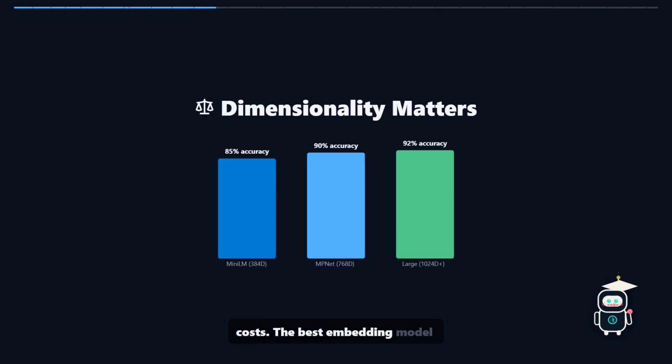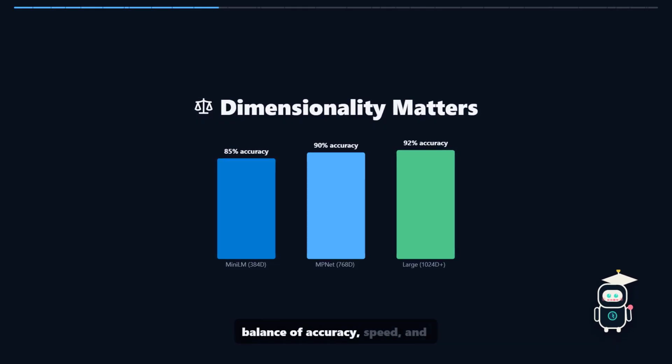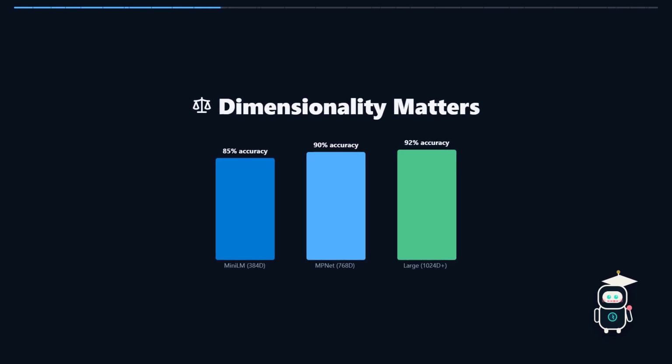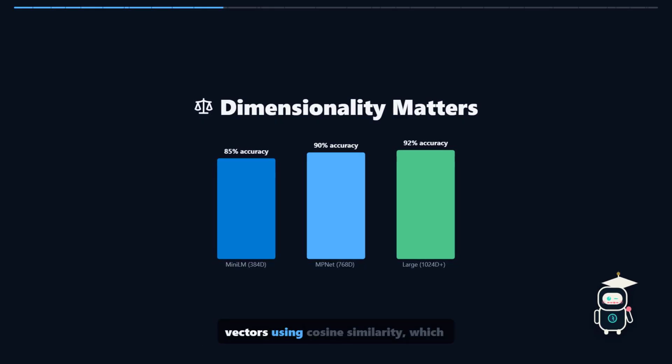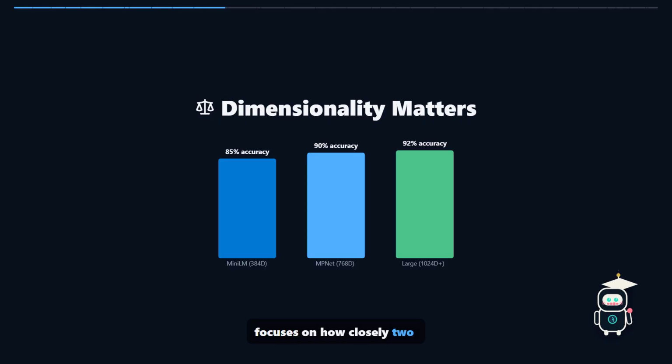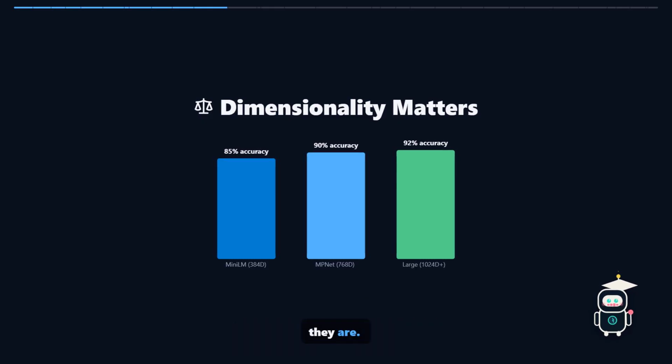The best embedding model isn't necessarily the biggest. It's the one that delivers the best balance of accuracy, speed, and cost for your specific workload. Regardless of the model you choose, semantic search typically compares vectors using Cosine Similarity, which focuses on how closely two vectors point in the same direction rather than how large they are.